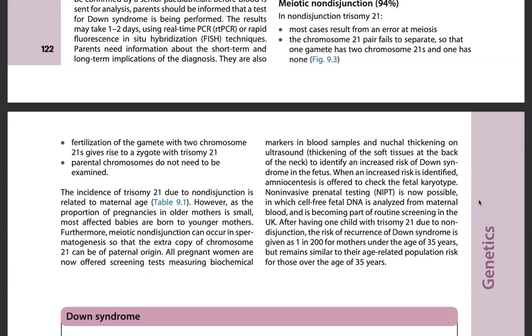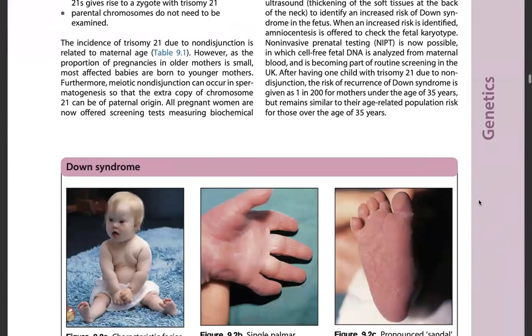After having one child with trisomy 21 due to non-disjunction, the risk of recurrence of Down syndrome is given as 1 in 200 for mothers under the age of 35 years, but remains similar to the age-related population risk for those over the age of 35 years.